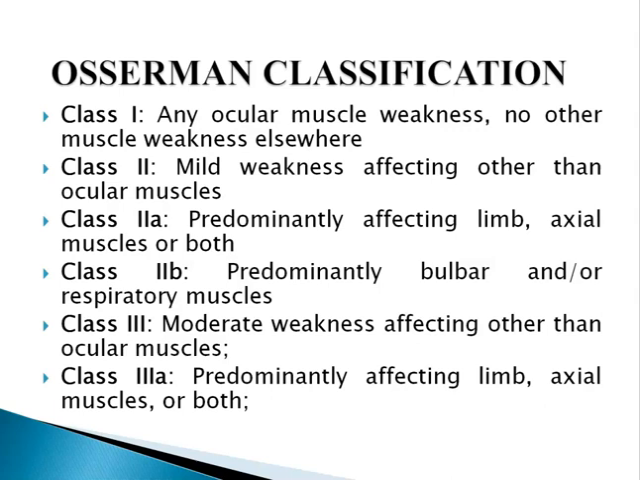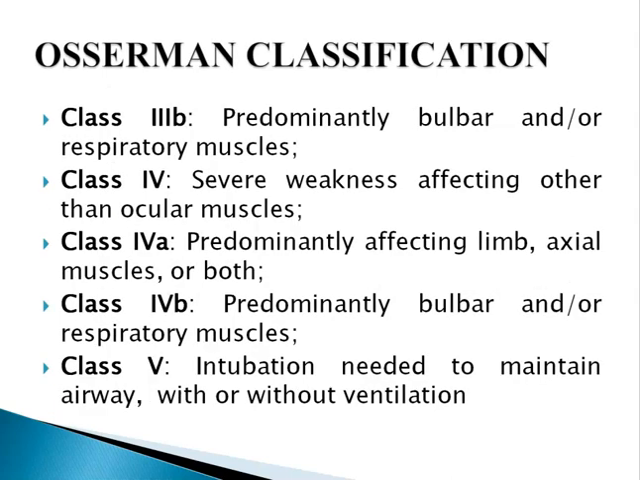Class 3, just like class 2, is also divided into 3A and 3B. Class 3 includes moderate weakness affecting muscles other than the ocular muscles. Class 3A predominantly affects the limb, axial muscles or even both. Class 3B predominantly affects the bulbar and/or respiratory muscles.